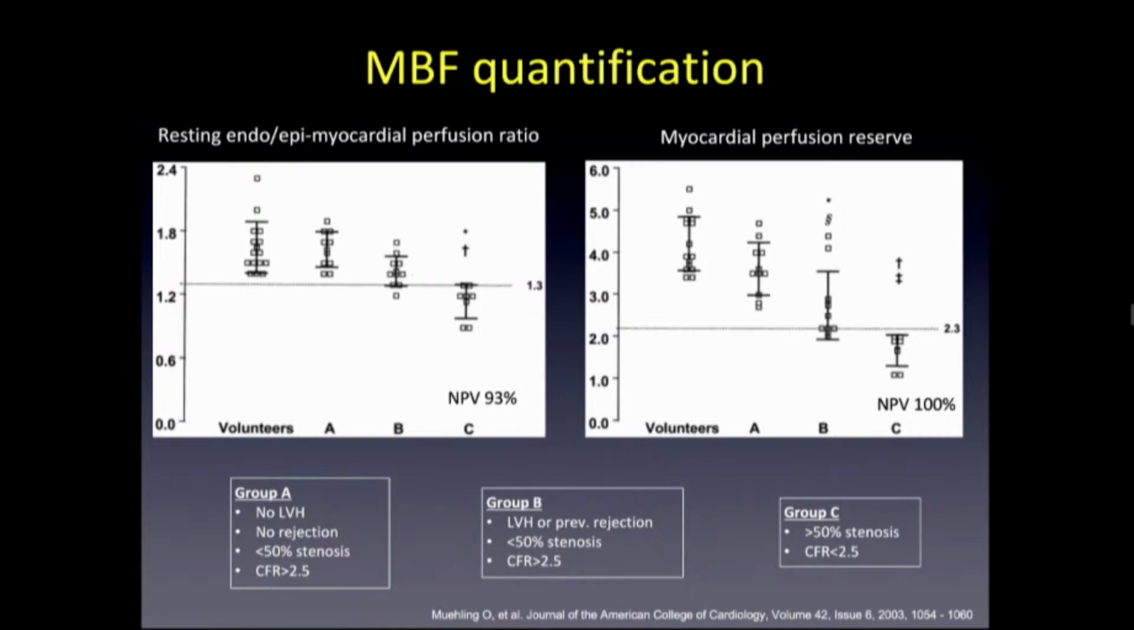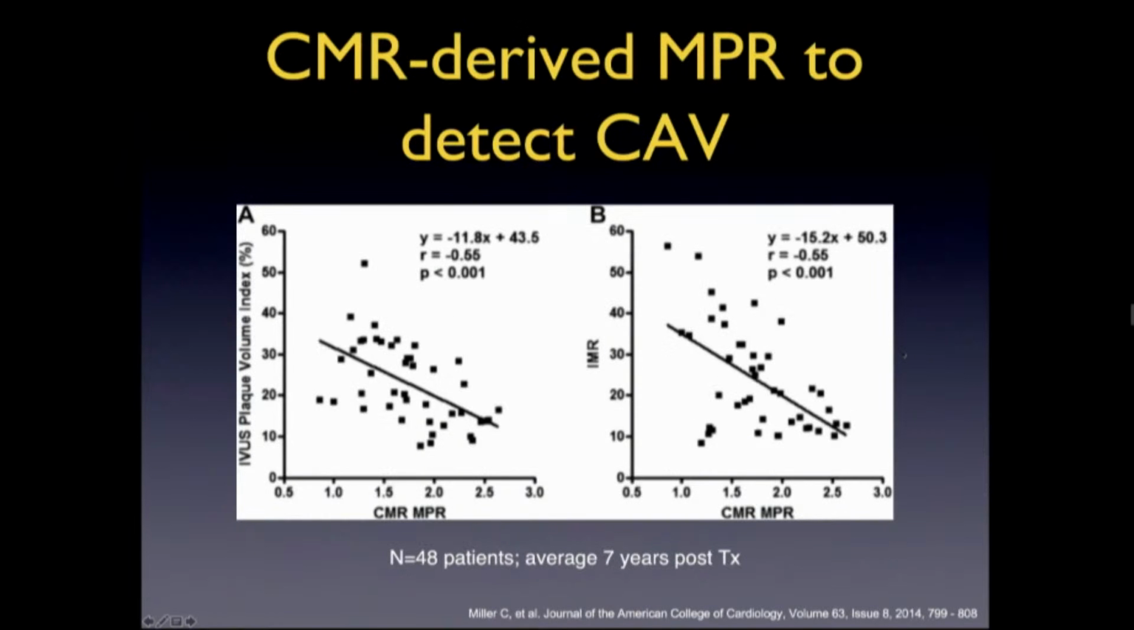Remember, with pharmacological vasodilatation, you expect your coronary flow to increase 3 to 4-fold. But when you get down to higher grades of CAV, the MPR dropped below 2. They quoted 2.3, but I would say less than 2 would be considered abnormal in the setting of the transplant heart.